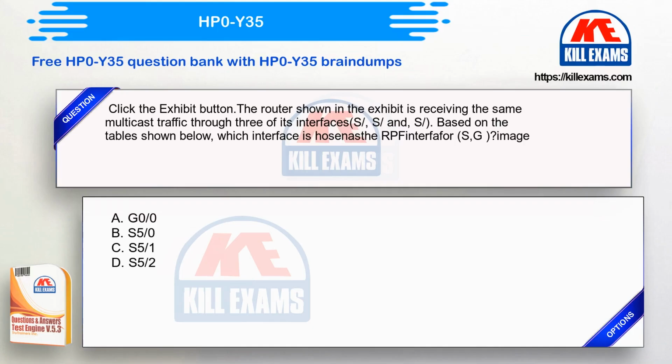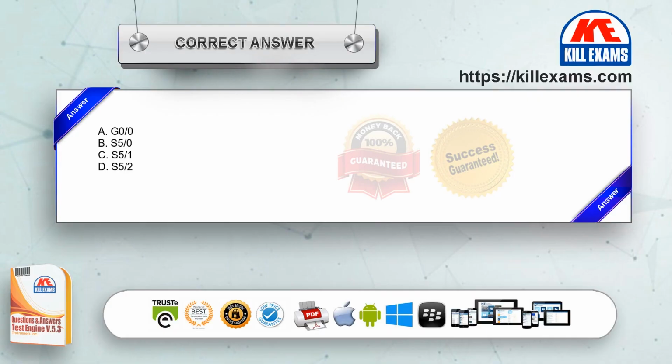Click the exhibit button. The router shown in the exhibit is receiving the same multicast traffic through 3 of its interfaces. Based on the tables shown below, which interface is hosting the RP interface for (S, G)? Option A, G0/0. Option B, S5/0. Option C, S5/1. Option D, S5/2.